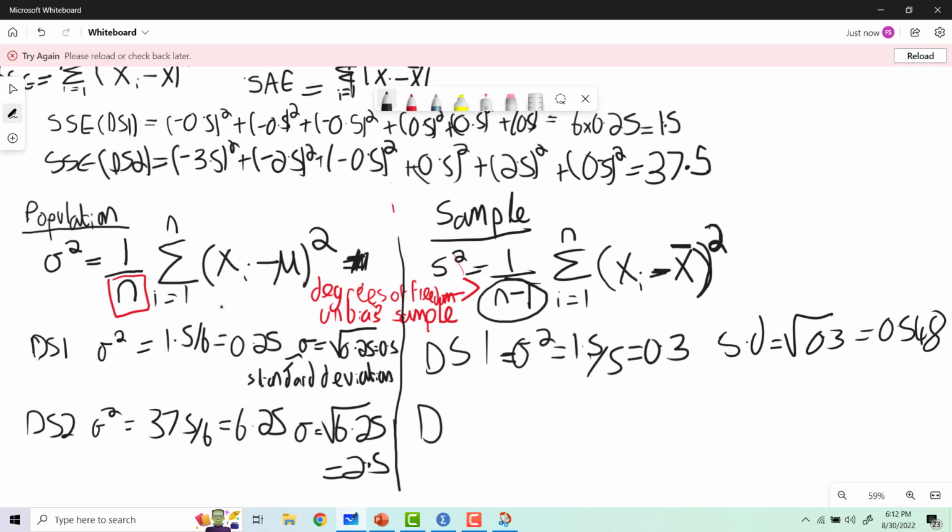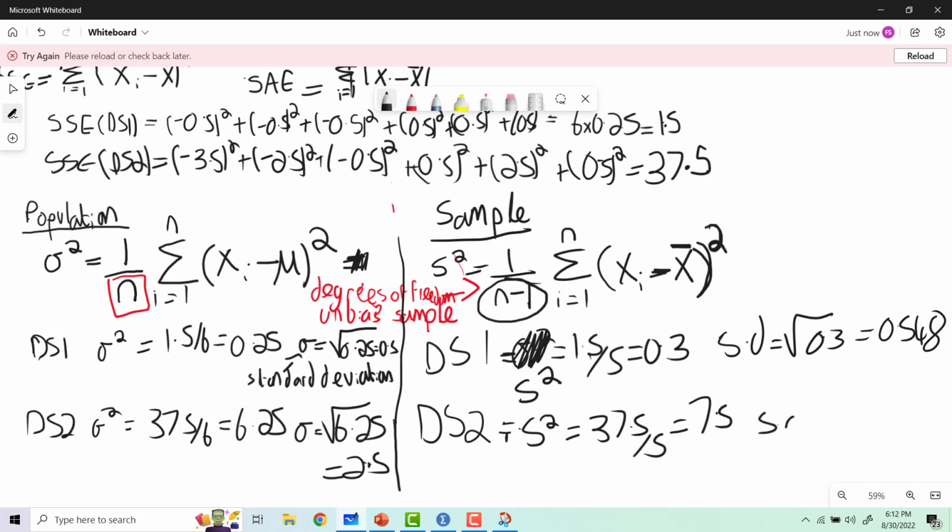And DS2, sorry, spot my silly mistake. That should be S squared. S squared equals 37.5 all over 5, which is 7.5, and the standard deviation is the square root of 7.5 equals 2.74.